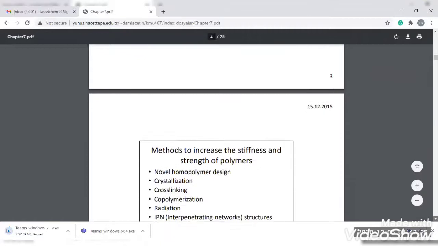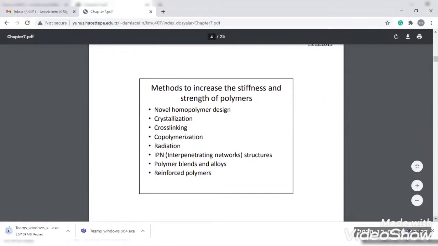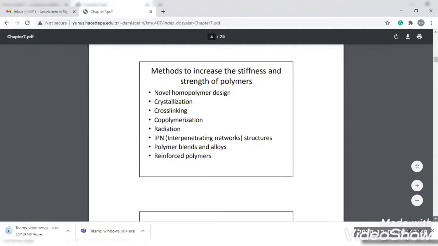Now, what are the methods to increase the stiffness and the strength? Novel homopolymer design, crystallization, cross-linking, copolymerization, radiation, and similarly IPN, interpenetrating network sources, polymer blends and alloys, and reinforced polymers. So you can say that polymer blending basically increases the stiffness and the strength of the polymer.